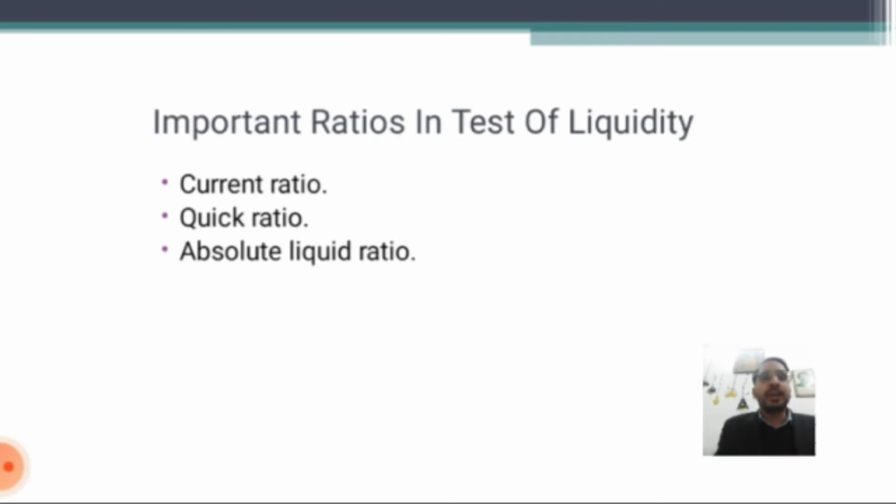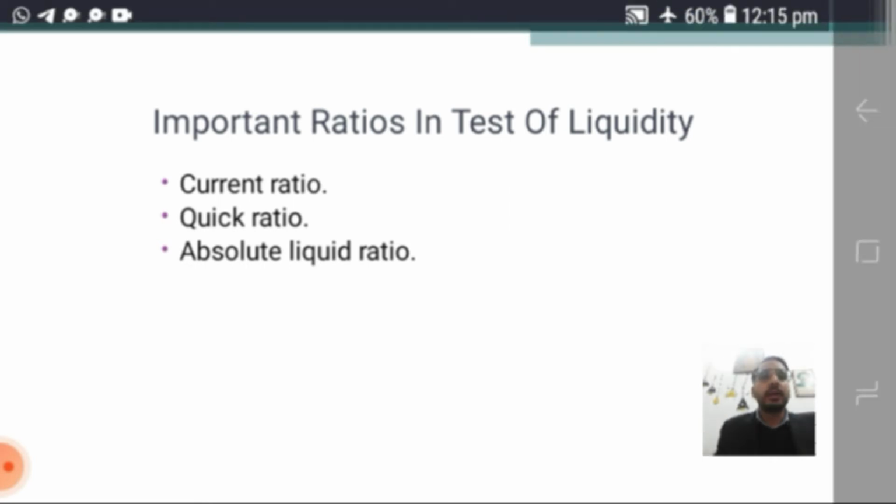Important ratios in test of liquidity. First one, current ratio. Second one, quick ratio. And third one, absolute liquidity ratio.